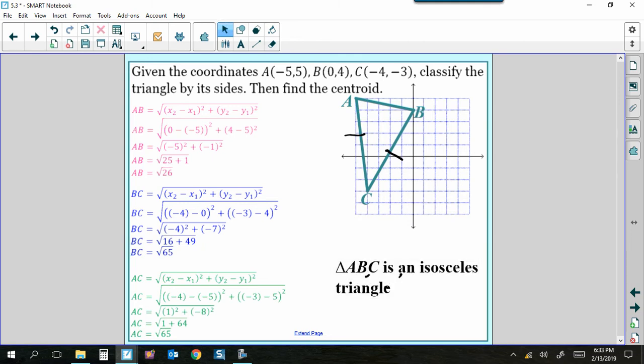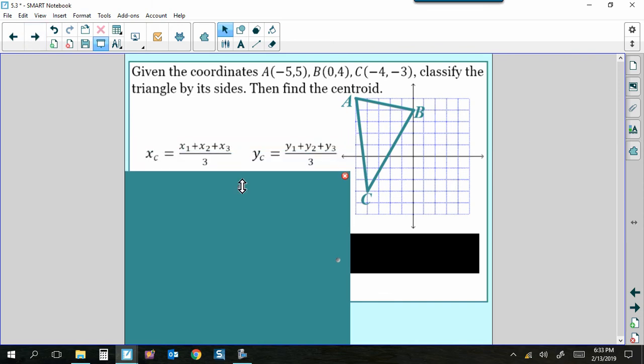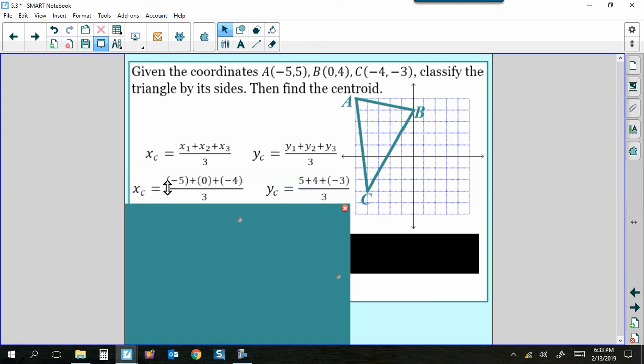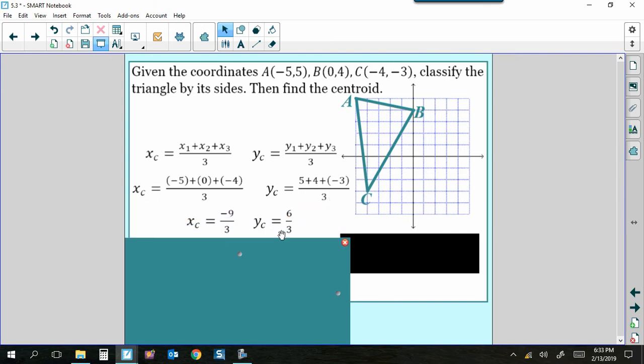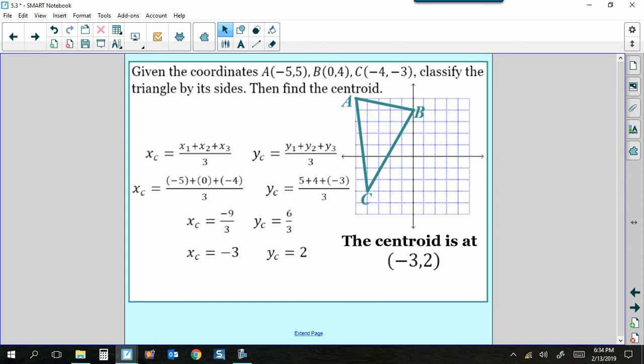There we are. And then lastly, we are going to calculate the centroid by plugging our information into the centroid formula. So the first thing we're going to do is take the negative 5, 0, and negative 4, the 5, the 4, and the negative 3, and plug that in. Negative 5 and negative 4 make negative 9. 5 plus 4 minus 3 is going to give me 6. Both of those are divisible by 3, so you should get an x-coordinate of negative 3 and a y-coordinate of 2, giving me a centroid location of negative 3, 2.